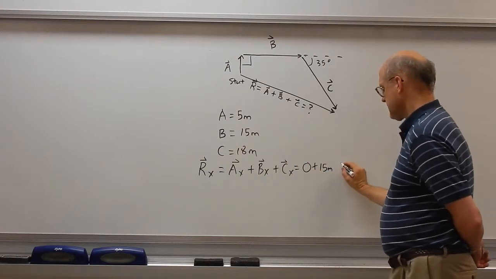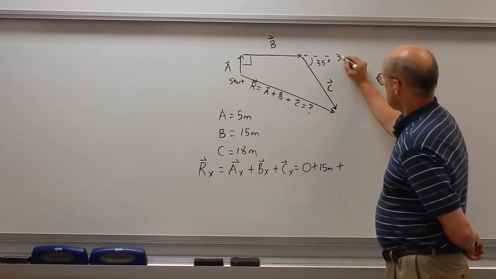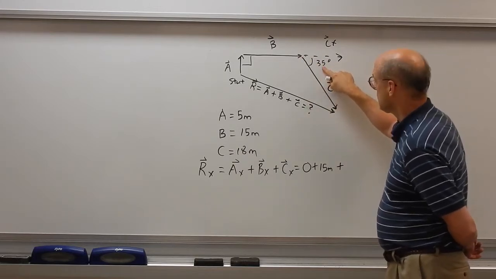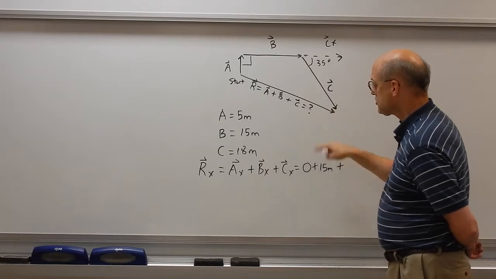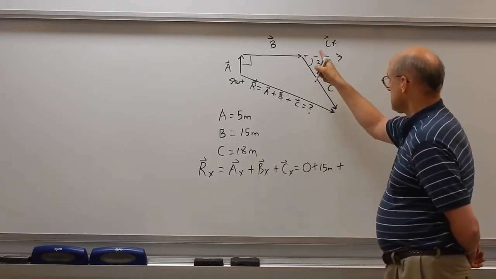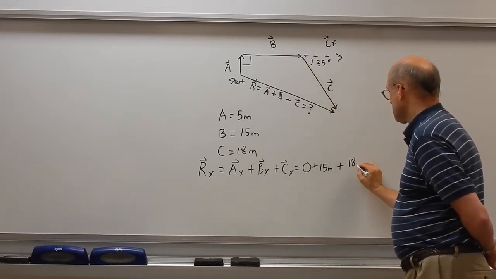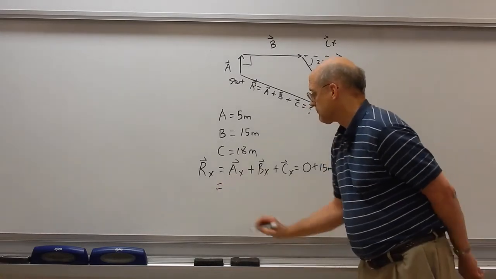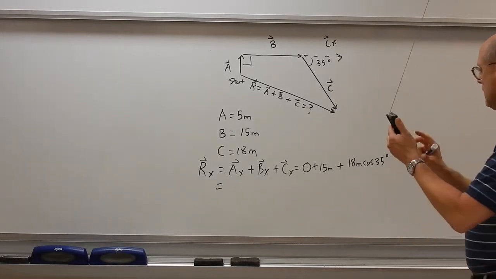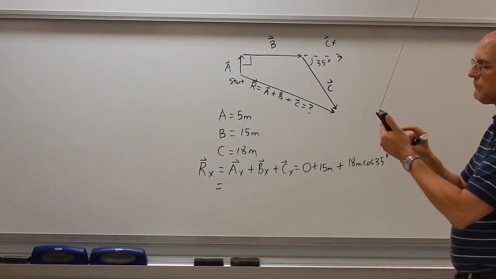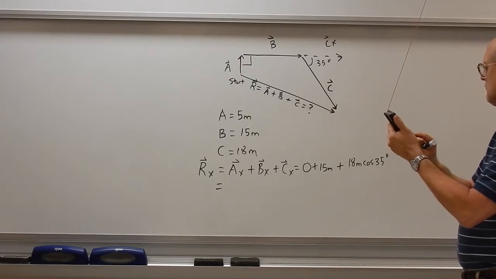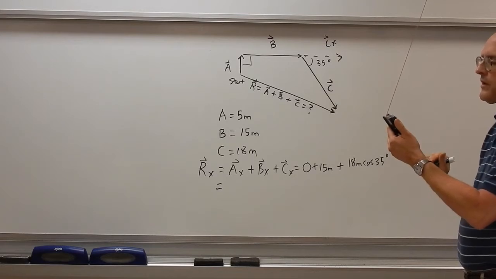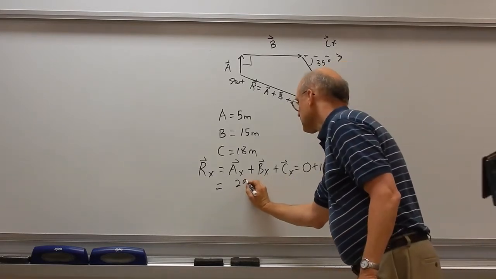And the x part of C would be this vector here, which is the side adjacent 35 degrees. So knowing the hypotenuse, which is 18 meters, Cx would be 18 meters times the cosine of 35 degrees. So we get for Rx 29.7 meters.